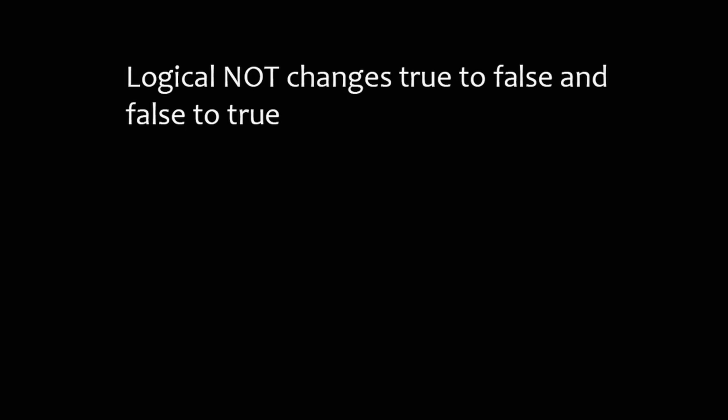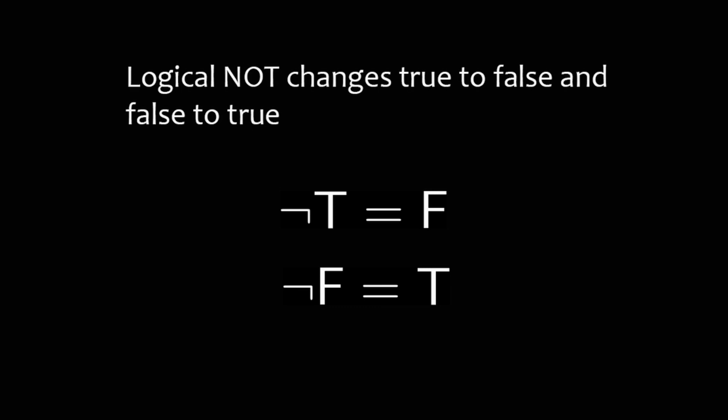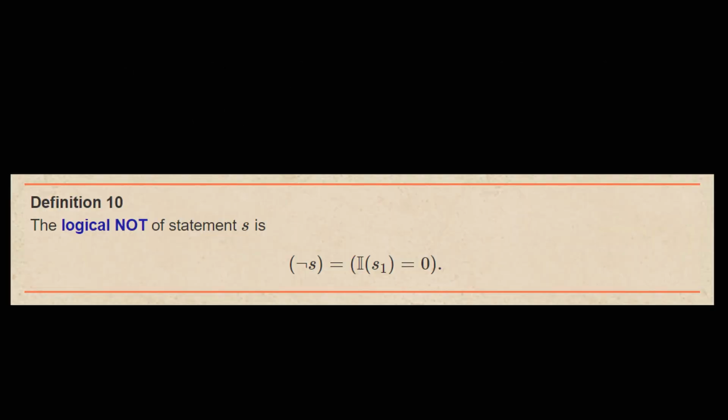Now the third major logical operator is logical NOT, which is also called negation. What logical NOT does is it changes a true to a false and a false to a true. So the negation of true is false, the negation of false is true. It can also be defined, as with the other operators we've talked about, using indicator functions. The logical NOT, aka negation of S, is the event that the indicator of S equals 0.